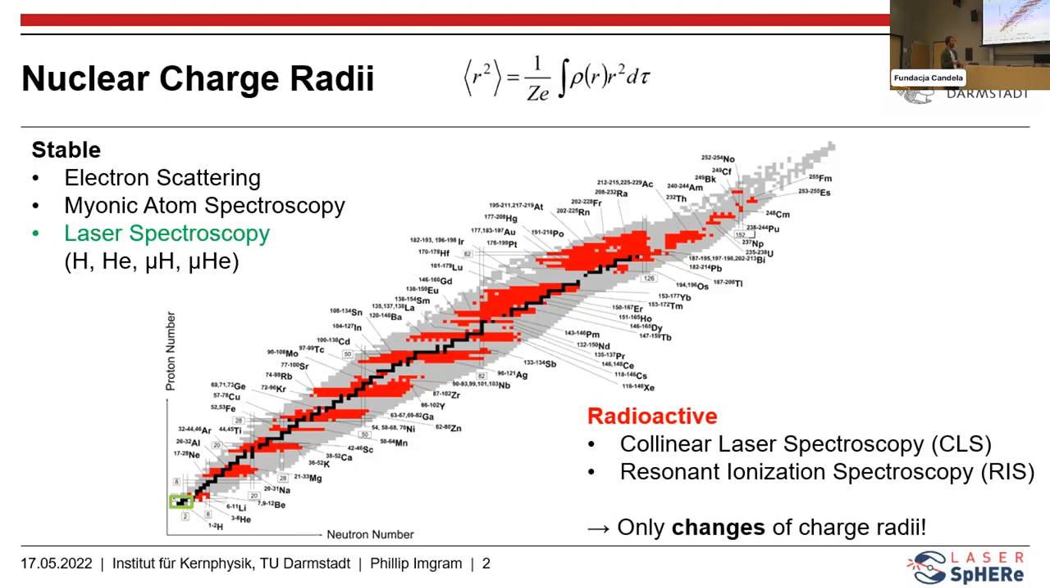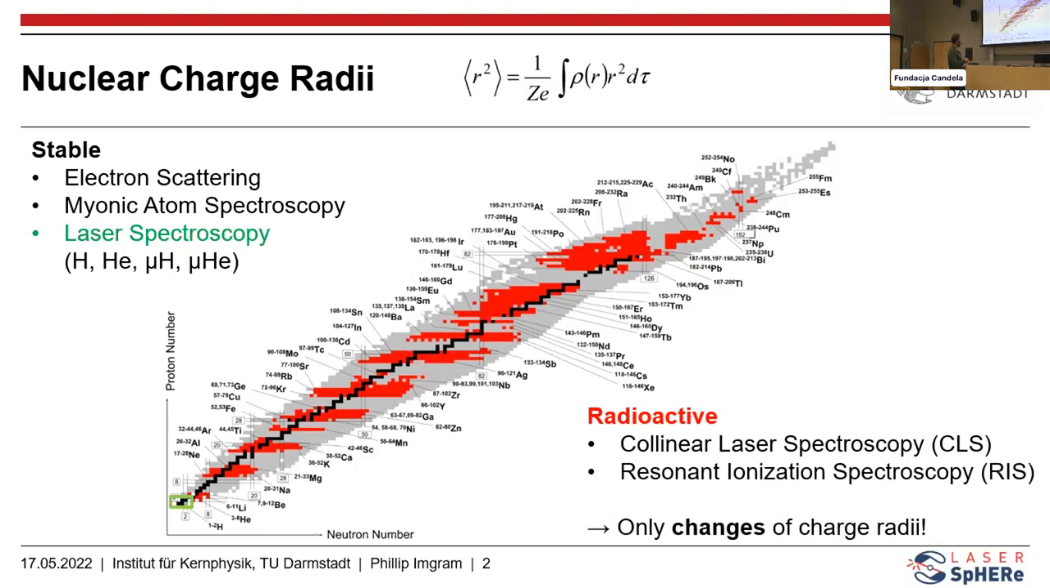However, what we measure then is only the change of the nuclear size, but not the absolute value. So we always need a reference nucleus in some of these chains, where the reference radius has been measured with another technique to a high or sufficient accuracy. And then we can calculate the charge radii of the radioactive nuclei.